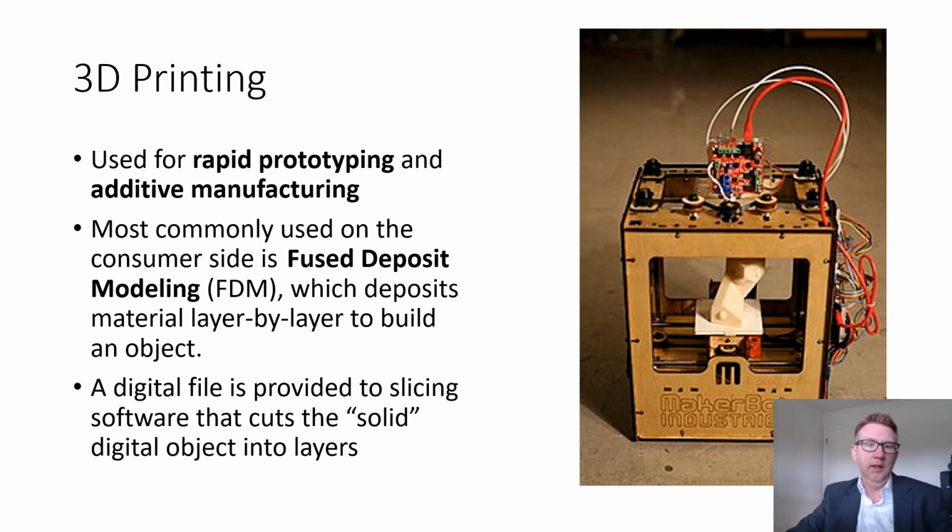Essentially, the way this works is that you create a digital file or you download a digital file. You feed that into what's called slicing software that takes the physical model and chops it up into a series of layers, and then those layers are created step by step by the machine.